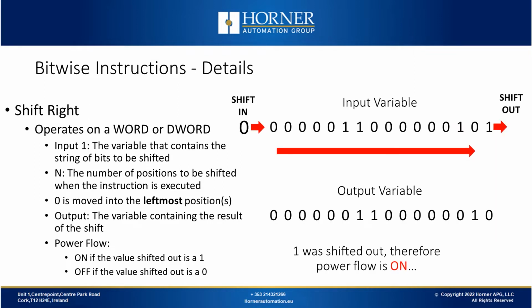Looking at the diagram, we're shifting everything in the input variable to the right. We're shifting in a 0 all the way to the left, and we're shifting out the rightmost position. The output variable is shown at the bottom, and since we shifted out a 1, we're going to pass power flow.